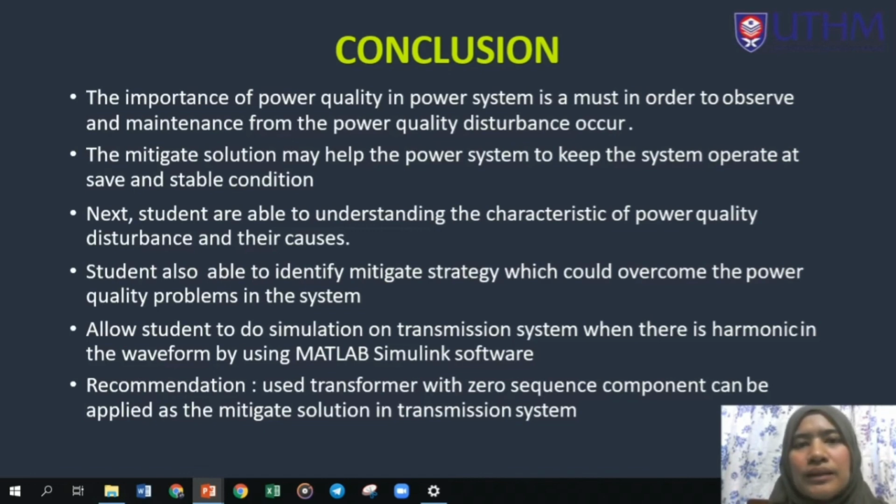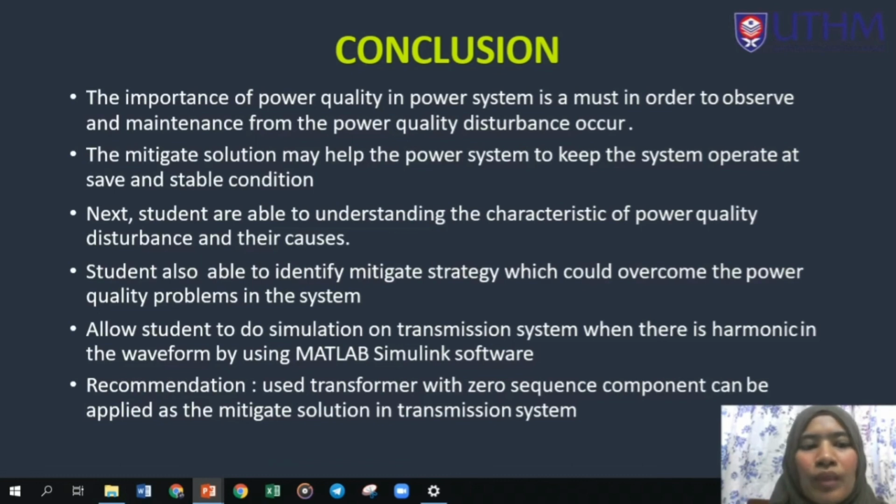For example, in this project, we found that the power quality disturbance is harmonic distortion. Moreover, students are also able to identify mitigation strategies which could overcome the power quality problem in the system. Next, it allows students to do simulation of a transmission system with harmonics in the waveform by using MATLAB simulation software.